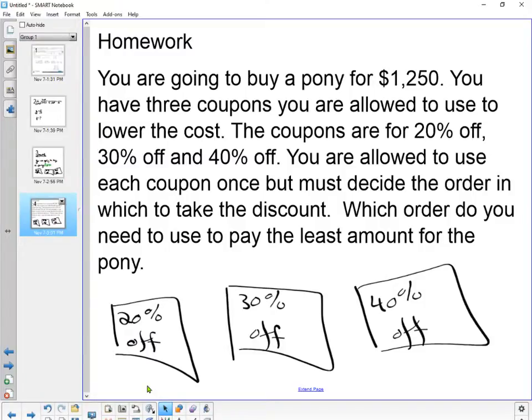But you need to choose what order you're going to take them in, right? Because you want to pay the least amount. So the pony costs $1,250. You have these 3 coupons, and their task last night was to figure out what order they were going to take these discounts in to get the most discount.